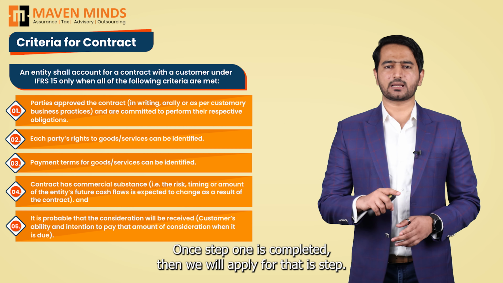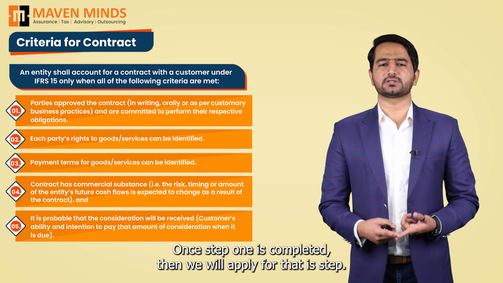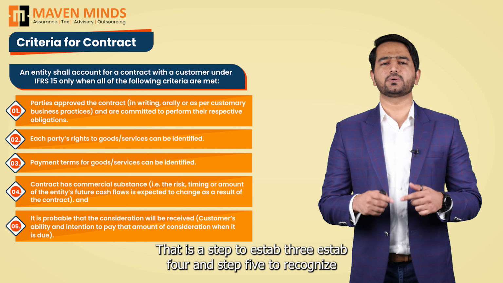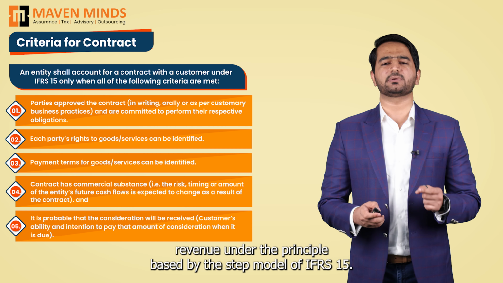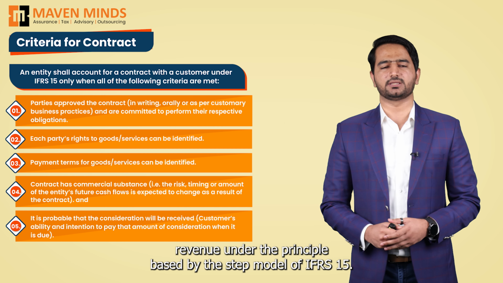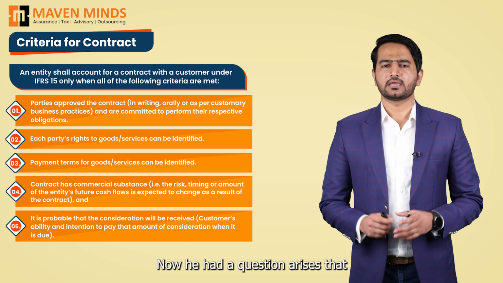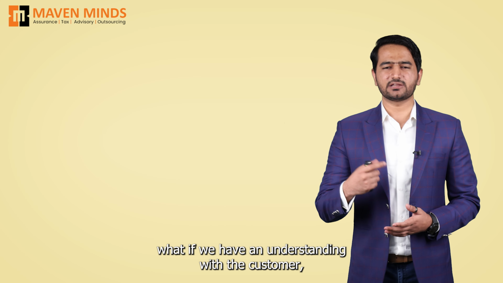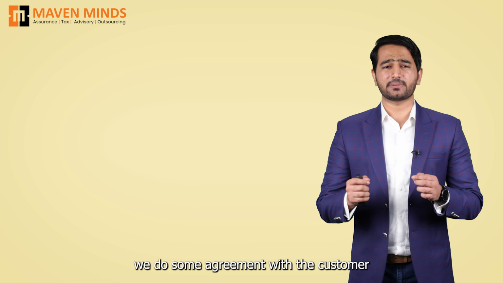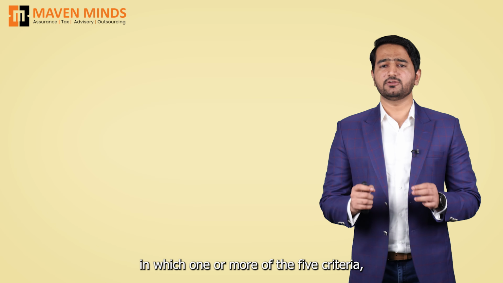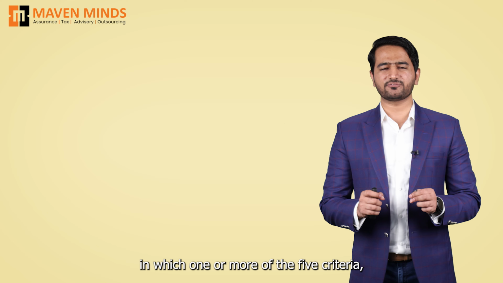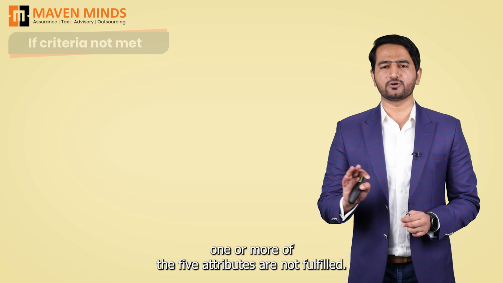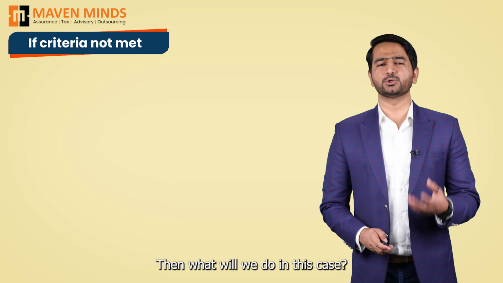Once step 1 is completed, then we will apply further steps, that is step 2, step 3, step 4 and step 5 to recognize revenue under the principle based 5-step model of IFRS 15. Now, here a question arises: what if we have an understanding with the customer, we do some agreement with the customer in which one or more of the 5 criteria, one or more of the 5 attributes are not fulfilled, then what will we do?